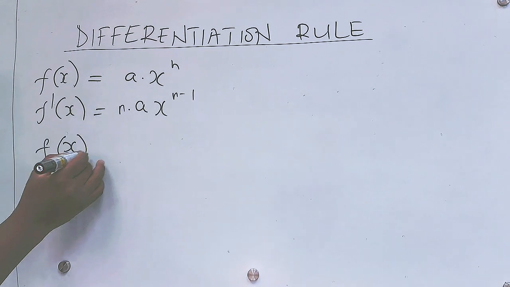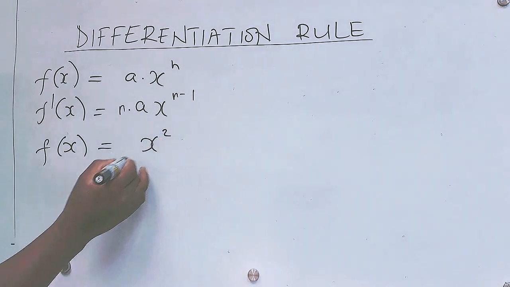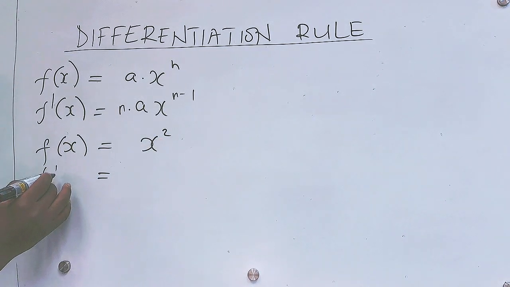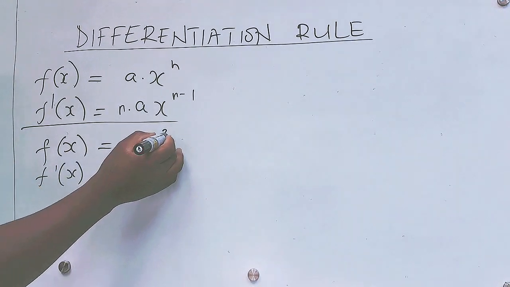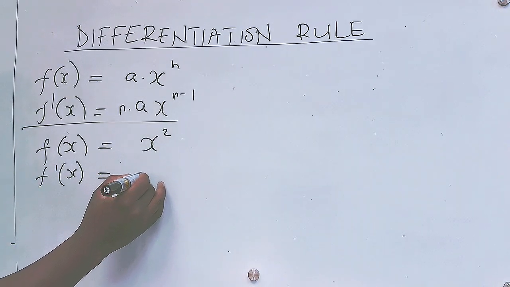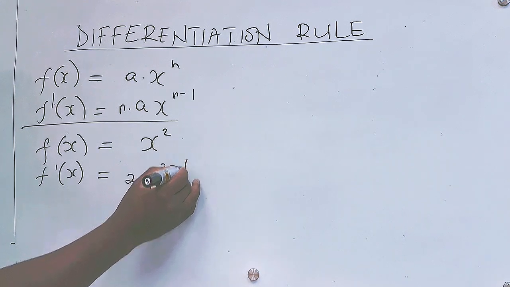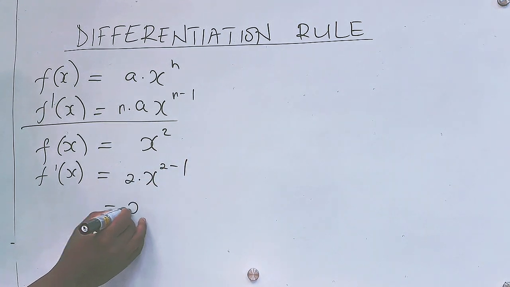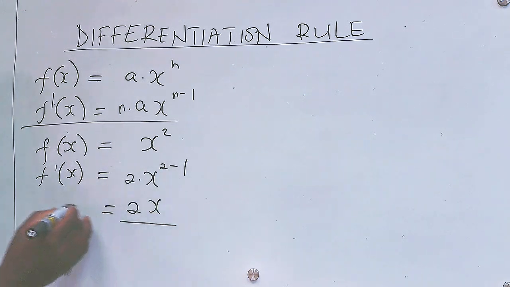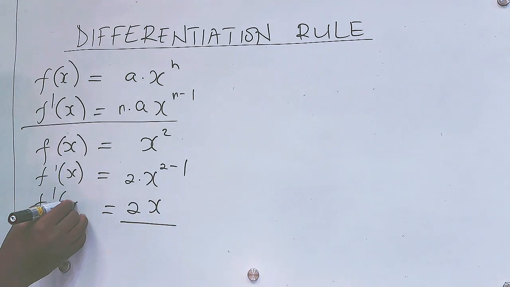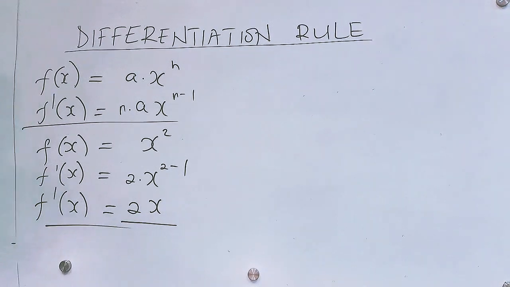f of x is equal to x squared. To find your first derivative, you drop the 2. It comes to x power 2 minus 1. So this becomes 2, and 2 minus 1 is 1. So our answer, our first derivative, is 2x.